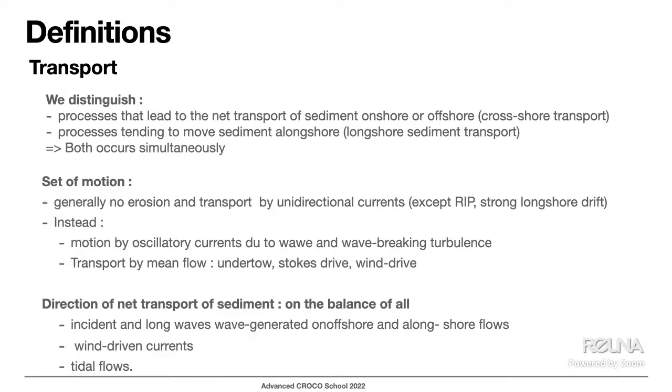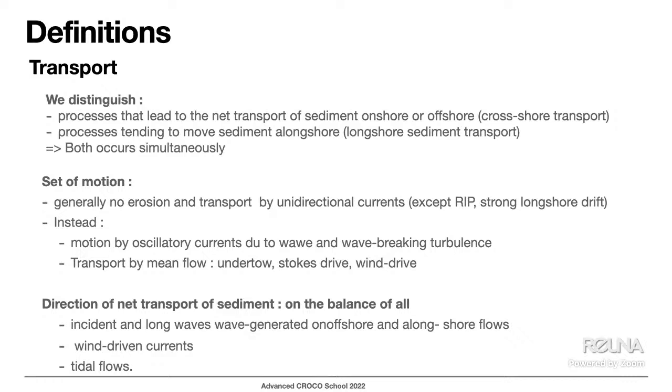And generally, there is very little erosion and transport by unidirectional current. By unidirectional, I mean mean flow, except in some cases like rip current, I have an example later, or very strong longshore drift. But instead of this, we have a motion which is impulsed by oscillatory currents due to waves, so due to the wave orbital velocities. And we also have motion initiated by wave breaking turbulence.